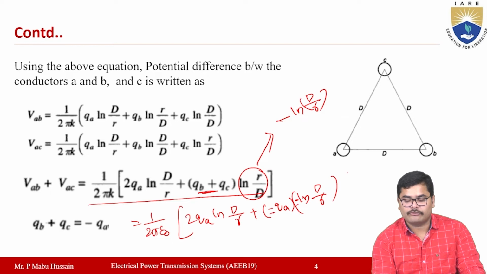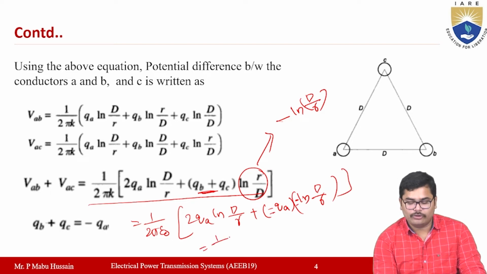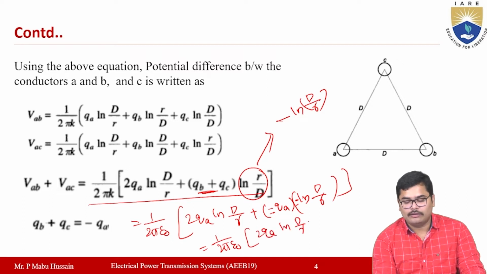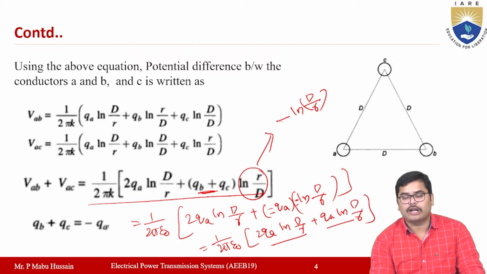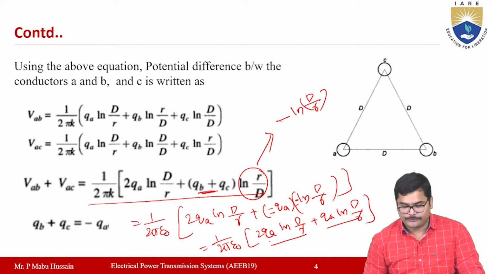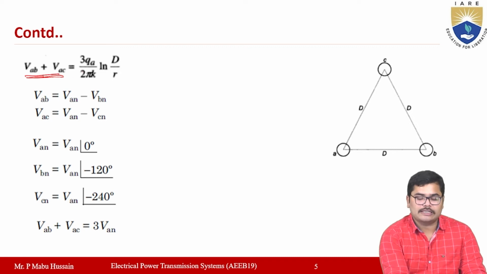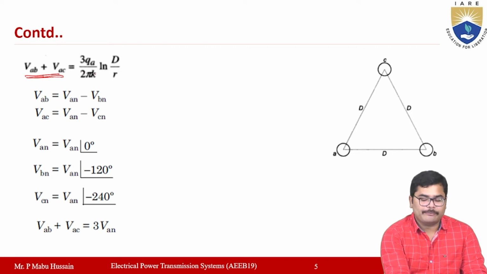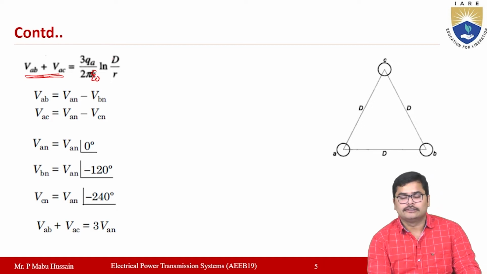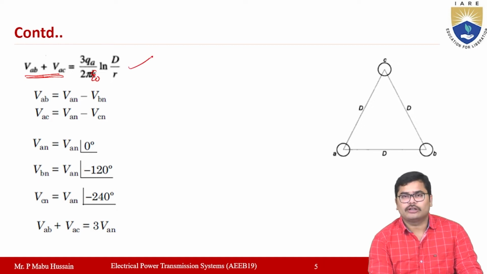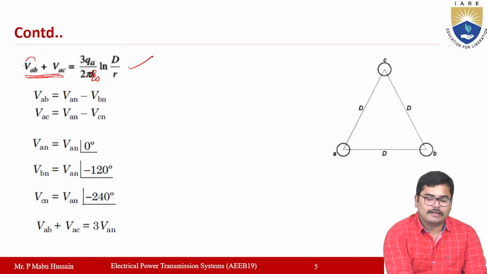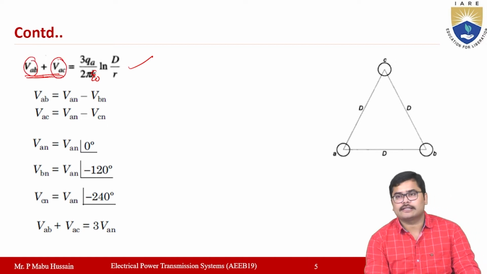Now this minus will become plus again. So this will be equal to 1 by 2 pi epsilon naught times 2 QA ln d by r plus QA ln d by r. If you add these two, you will get 3 QA ln d by r by 2 pi epsilon naught, which is the value of VAB plus VAC. VAB plus VAC is equal to 3 QA by 2 pi epsilon naught ln d by r. This is the sum of potential difference between conductors A and B and conductors A and C.